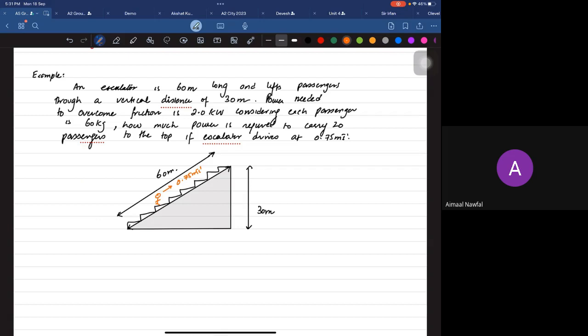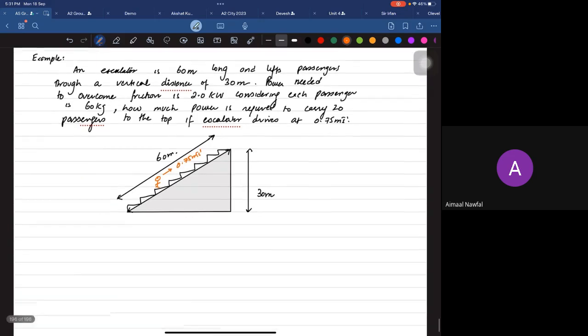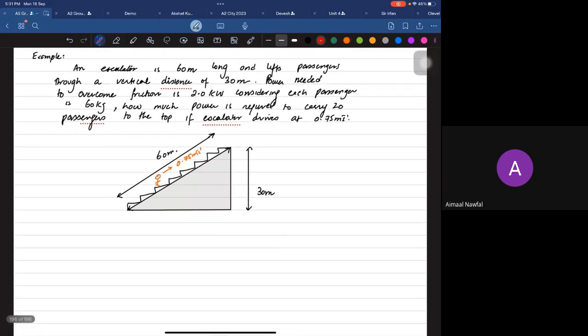Okay. Now, you guys, first of all, I would like to tell you a few things. Like we did yesterday, I told you that the power is needed for these people to go up, which have this directional velocity, right?